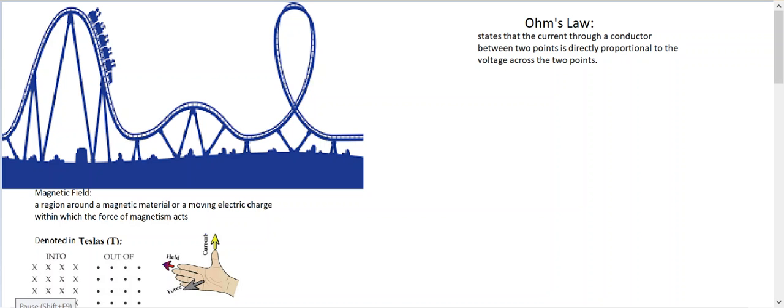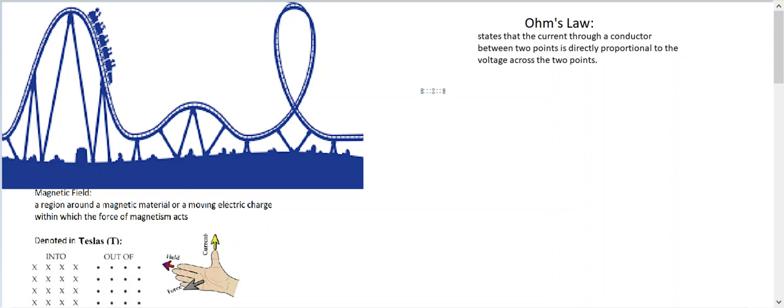In this video, we will be learning about currents, the magnetic field they produce, how that affects magnetic flux, and all these variables interacting with each other. So to start off, we're going to learn about Ohm's law, which states that the current through a conductor between 2 points is directly proportional to the voltage across 2 points.